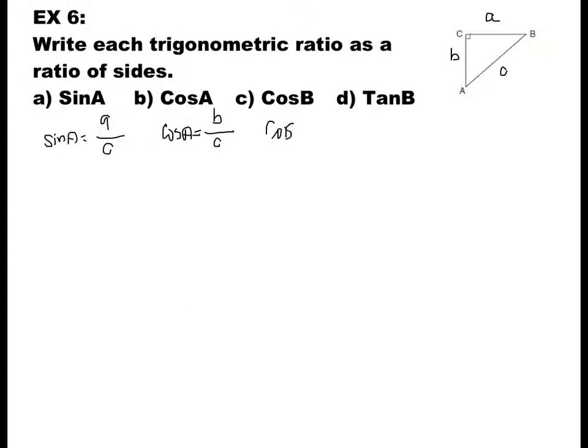Cos B, the same way, is adjacent, which is A, divided by hypotenuse, which is C. And tan B, for this angle, is opposite, which is this side, which is B, over adjacent. I can't say C is the adjacent because this is hypotenuse. So A is the adjacent to angle B. So it's going to be B over A.